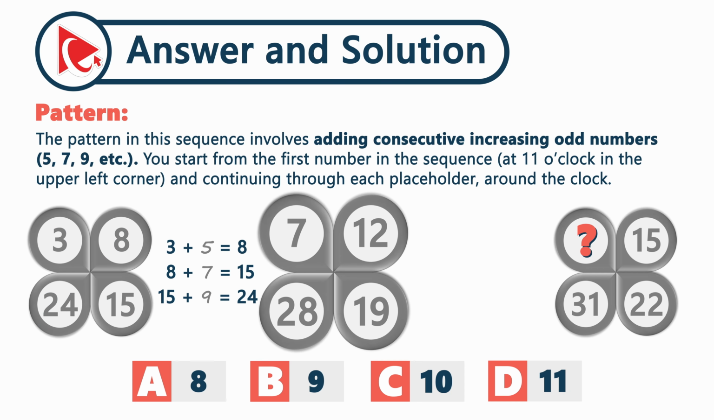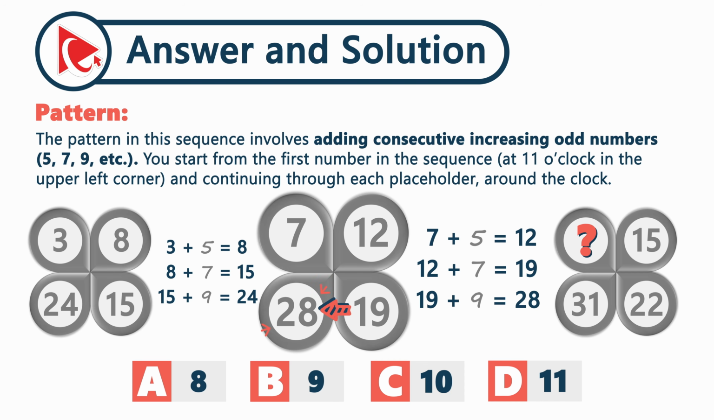Let's confirm our calculations with the second shape. 7 plus 5 equals 12. 12 plus 7 equals 19. And 19 plus 9 equals 28.